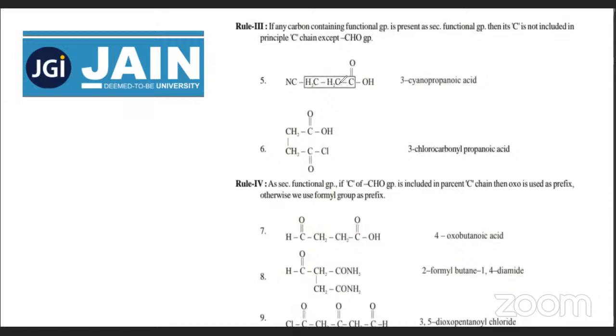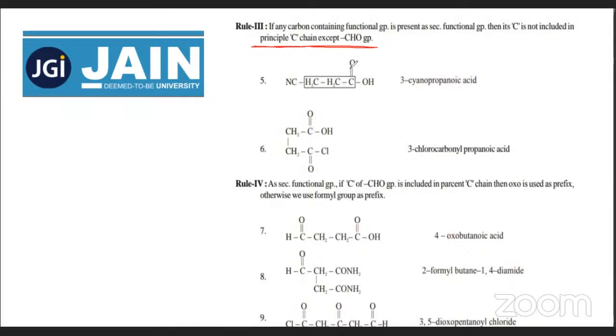Now, if any carbon-containing functional group is present as a secondary functional group, then its carbon is not included in the principal carbon chain, except CHO. Except CHO, like for COOH, for CN.